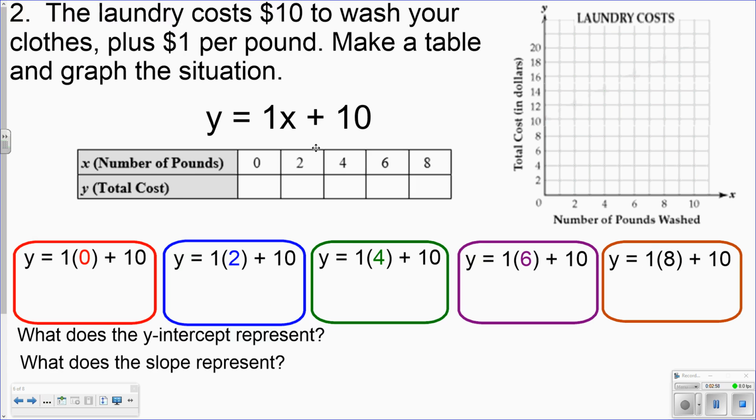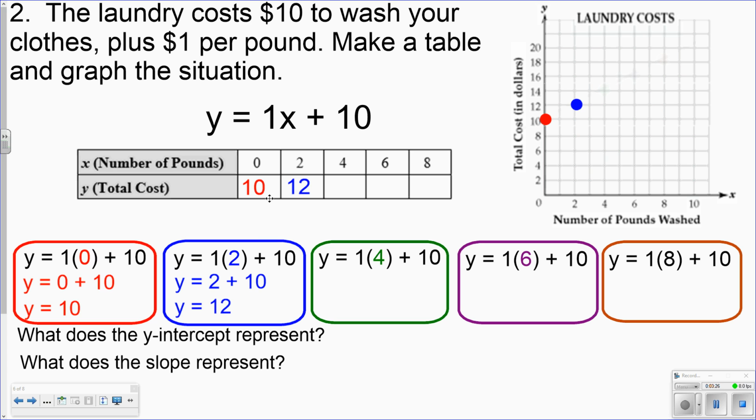The laundry costs $10 to wash your clothes plus $1 per pound. Make a table and graph the situation. So even if you walked into the laundry and said you wanted to wash your clothes, but you had 0 pounds, it would still cost you $10. Because we plug in 0 for x, so 1 times 0 is 0 plus 10 is 10. If I plug in 2 for x, 1 times 2 is 2 plus 10 is 12.